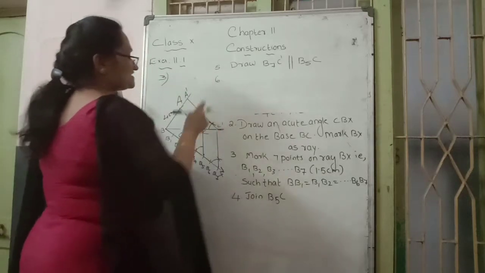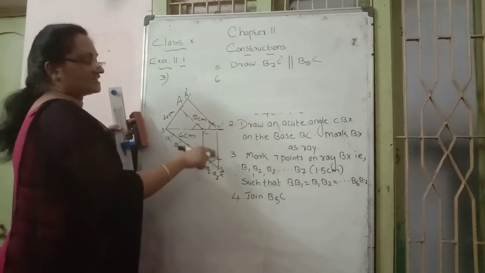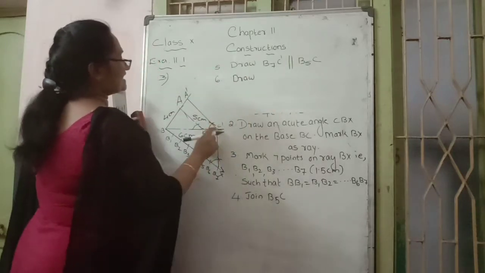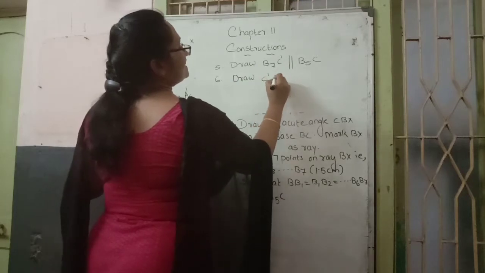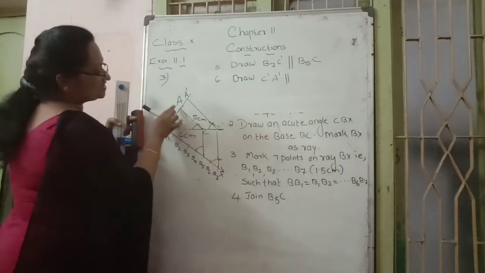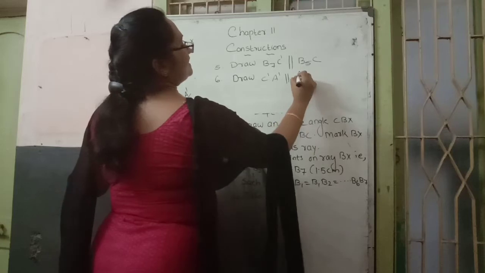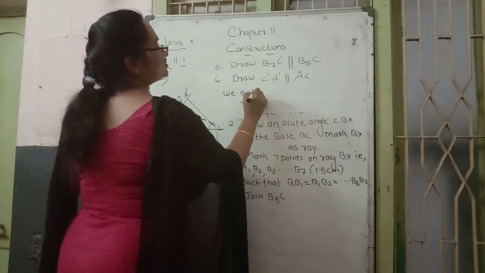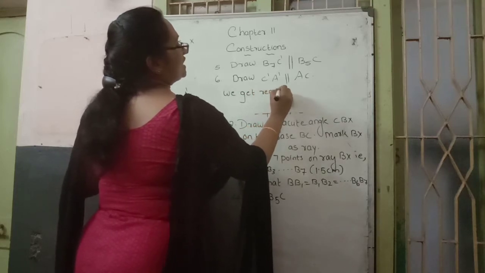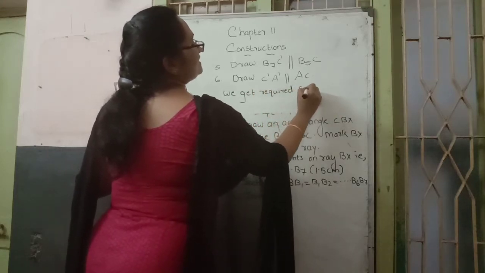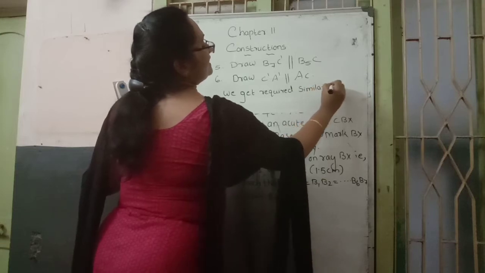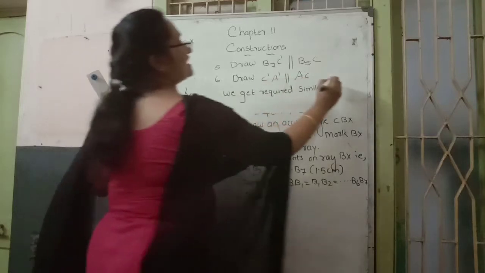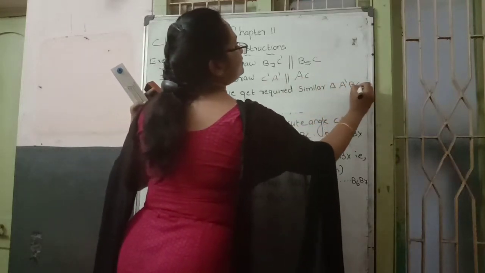Then the sixth point, same way, top part. This is the down part case. Top part also, draw which line? C dash A dash. C dash A dash is parallel to which side? AC side. Therefore we get the required similar triangle, that is our aim. Which is the similar triangle? A dash B C dash is our similar triangle.